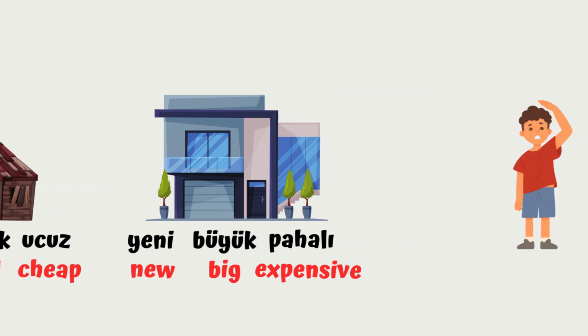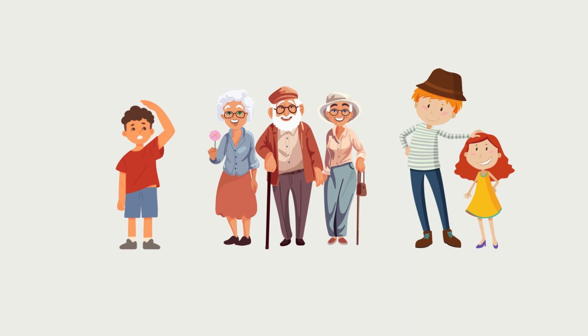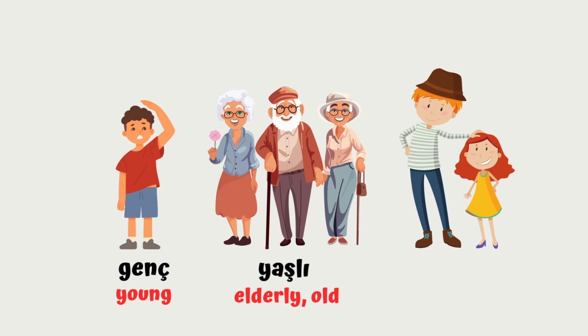Okay, let's take a look at these people. So what sort of adjectives can we use for these people? Do you remember them? Okay, the first young boy, we can use genç. And the second group, we can use yaşlı. And the man and the little girl, we can use uzun, kısa.